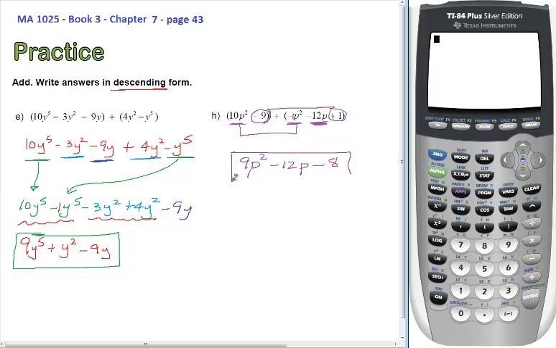So there's the answer to a couple of adding problems. I think the next one we'll do subtraction ones, which are a little bit more extra work. However, that's it for now.